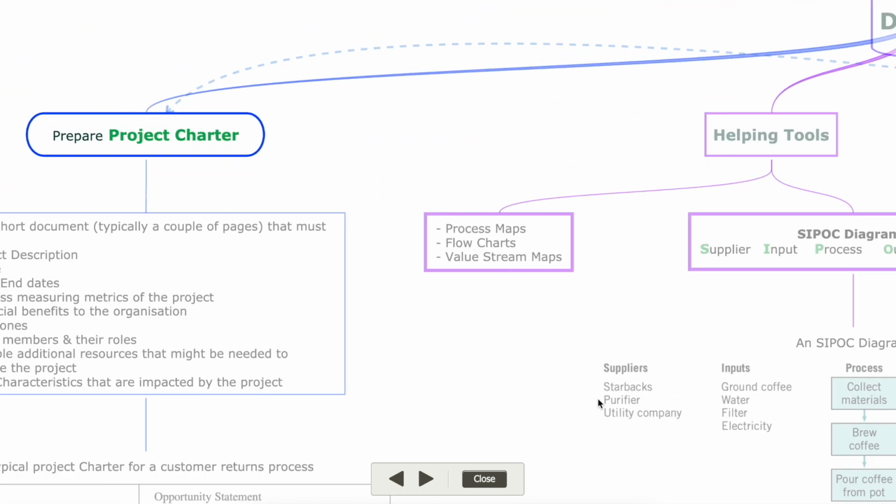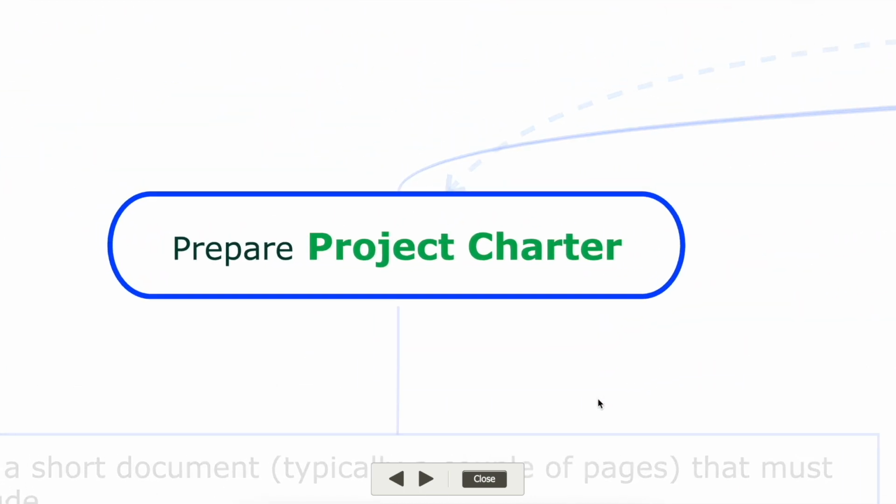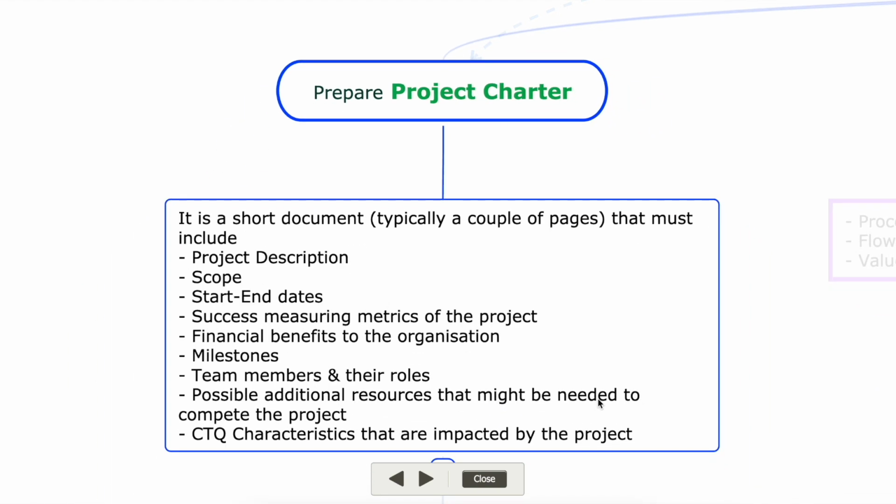And after that, once we have done all this process, we must come up with a project charter at the end of this step. The project charter is typically a small, short document, a couple of pages, and it should include the project description, scope of the project, and start and end dates of the project. The project is the one that will help in improving the existing process. So these are the details of that project.